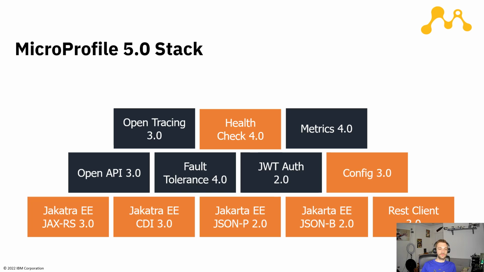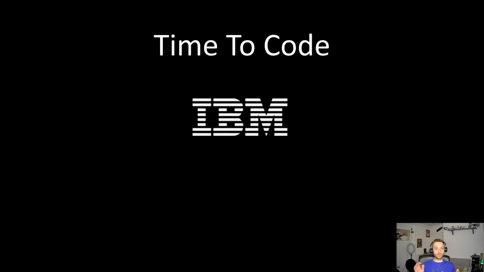These are some of the specifications we're using today. We're going to use health check, config, and then JAX-RS, CDI, JSON-P, JSON-B, and REST client from the MicroProfile and Jakarta EE specifications. With that, I am now going to demonstrate how easy it is to spin up a Kubernetes cluster, spin up your own private container registry, and then deploy that application from your container registry onto the Microsoft Azure cloud.